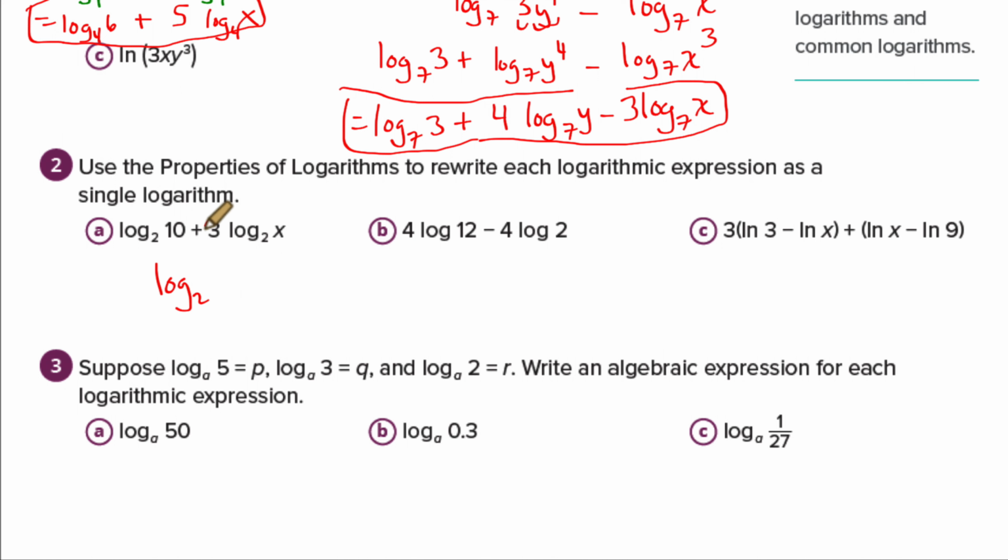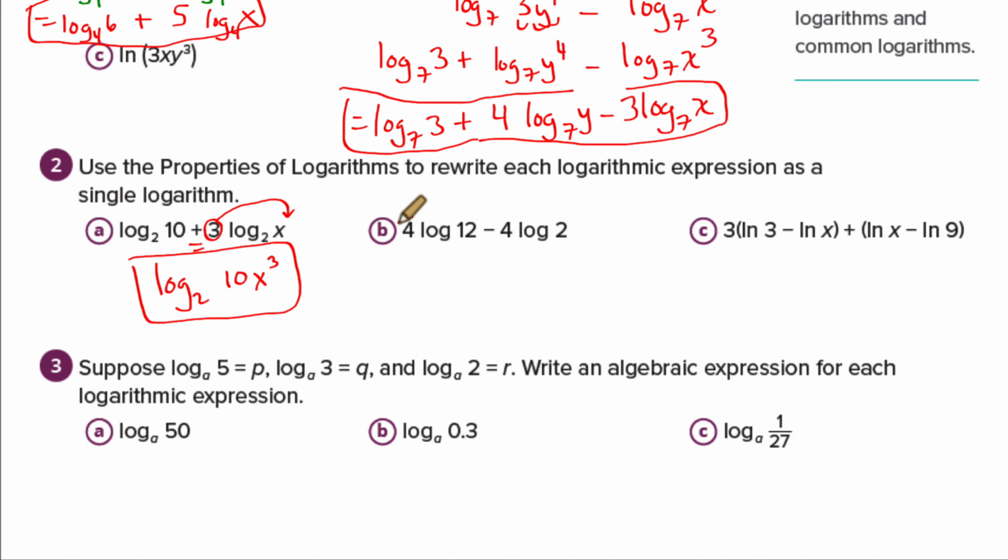We have that 3 that I see is in front, so that's going to come up on the x. So it's going to be x to the 3rd. And we have addition, which means we're multiplying. Should be a product, right? So this is log base 2 of 10, and then the product means we multiply. There's an x here, and that 3 goes up, but just on the x. That's how you do 2a. We've made one log. We're basically done with that one. Let's try the next one.